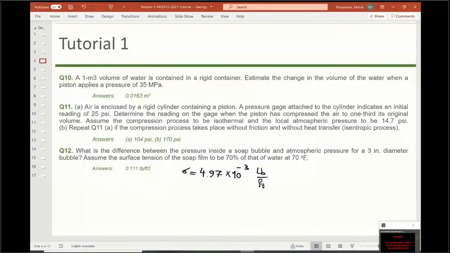For the droplets, the formula for the pressure change was 2 sigma divided by R. For the bubble, because we had 2 contacts with air, inside and outside, it's 4 sigma divided by R. I'm writing this because I want to record as many as I can, so it will be useful for you guys. So for the bubble, delta P is going to be 4 times surface tension divided by R, 4 times 0.7 times the value I just gave you. The surface tension is going to be 4.97 times 10 power minus 3 for the bubble, divided by the radius.